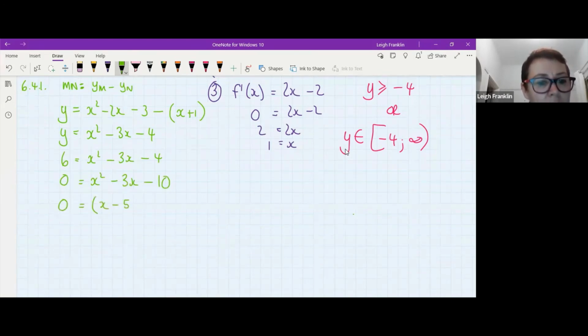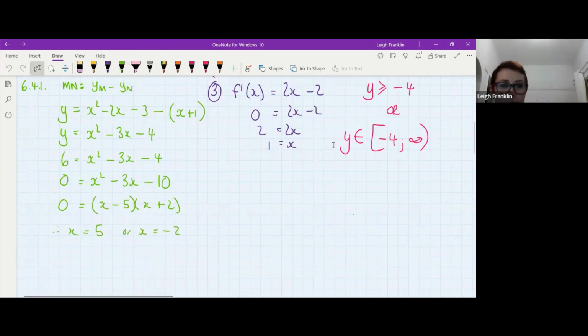Factorizing, we would end up with this. So therefore, x equals 5 or x equals -2.